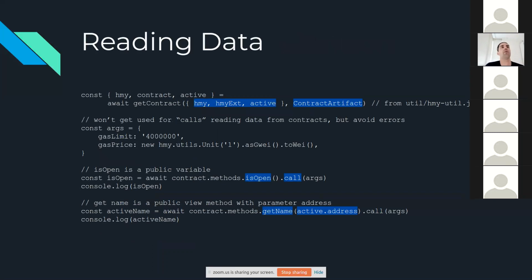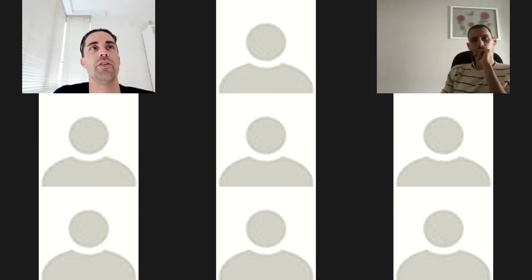So let's talk about reading data from a contract from within your dApp. I mentioned there's a get contract helper method here. Some of these parameters are optional, but it's expecting either a Harmony variable or a Harmony extension variable. It doesn't matter if you leave one of these out. If you leave the Harmony extension blank, for example, it'll default to using this one.